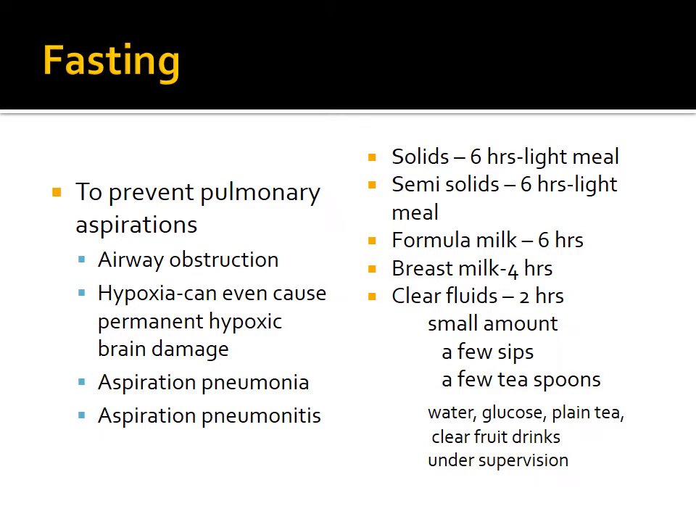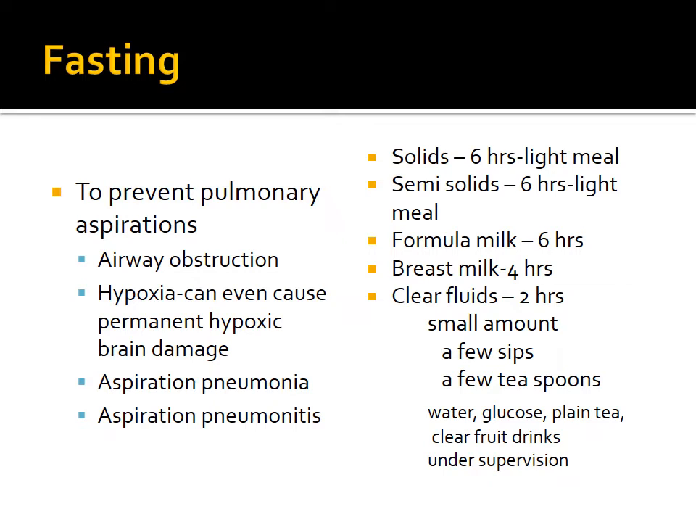And hypoxia can even cause permanent hypoxic brain damage. Even if the patient doesn't die now on the table, can die later. Or the patient might not die but may remain a vegetable due to permanent hypoxic brain damage. And the reflux contents, once aspirated into the pulmonary tract, can cause aspiration pneumonia or aspiration pneumonitis. Pneumonitis, we are referring to a chemical reaction more than an infection.